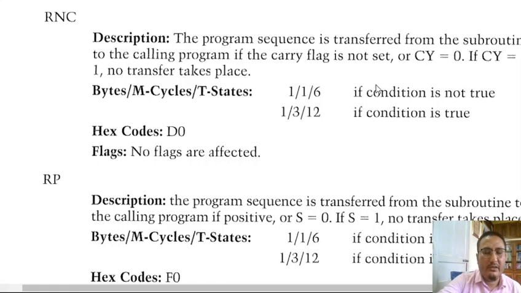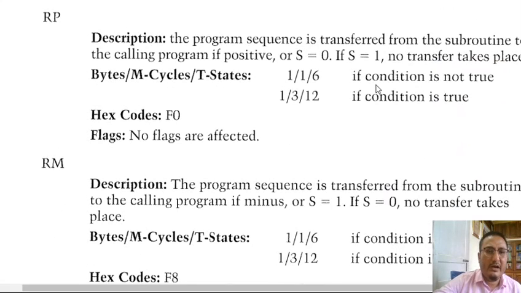Now, the byte requirement, the machine cycles and T states are: it requires 1 byte, 1 machine cycle and 6 T states if the condition is not true, and it requires 1 byte, 3 machine cycles and 12 T states if the condition is true. Now hex code is D0 and none of the flags are affected.